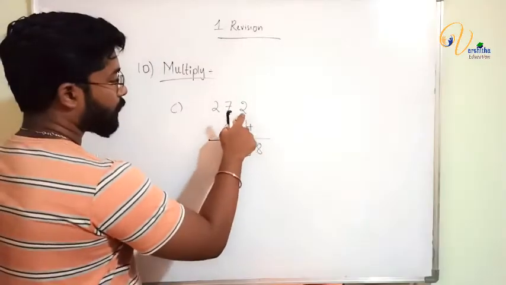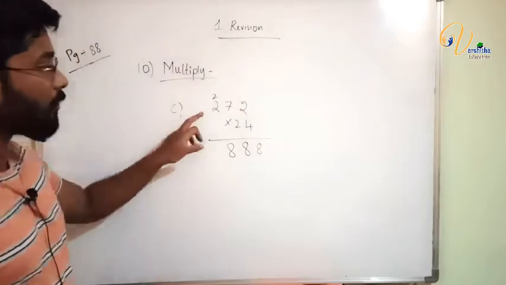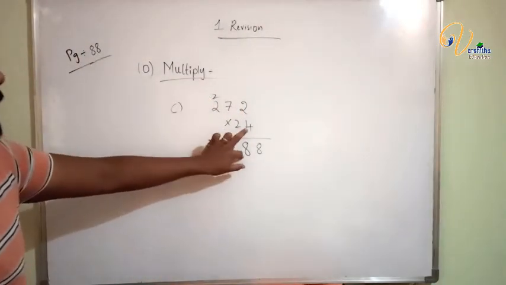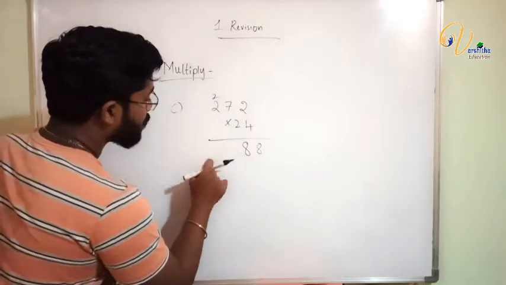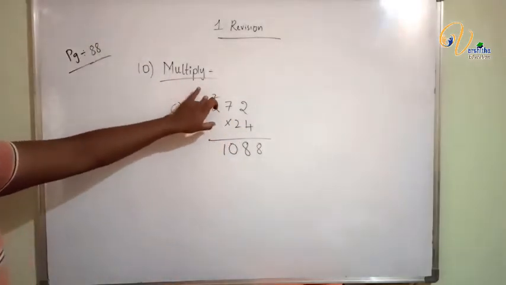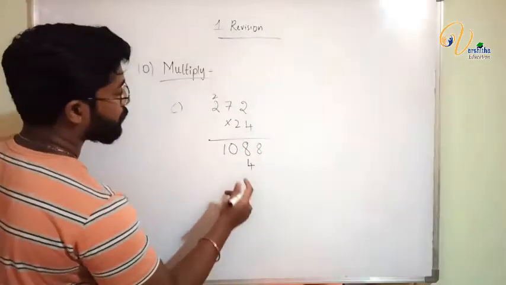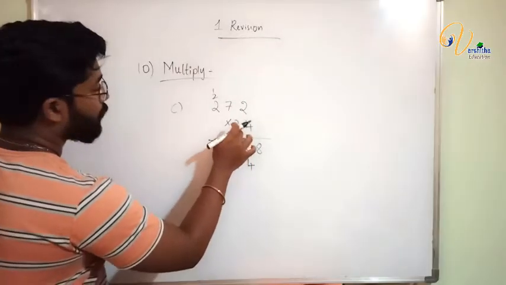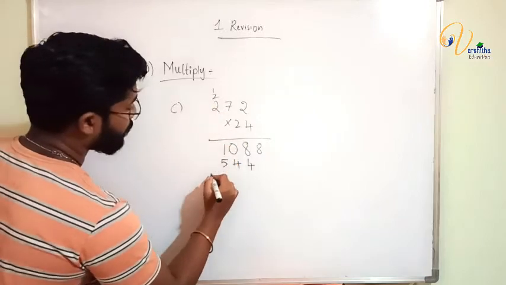Is it clear? 4 2s are 8. 4 7s are 28. You add 2 carry here. 4 2s are 8 plus 2, 10. It is not 3 table, it is 4 table. Okay. 2 2s are 4. 2 7s are 14, 1 carry 4 here. 2 2s are 4 plus 1, 5.